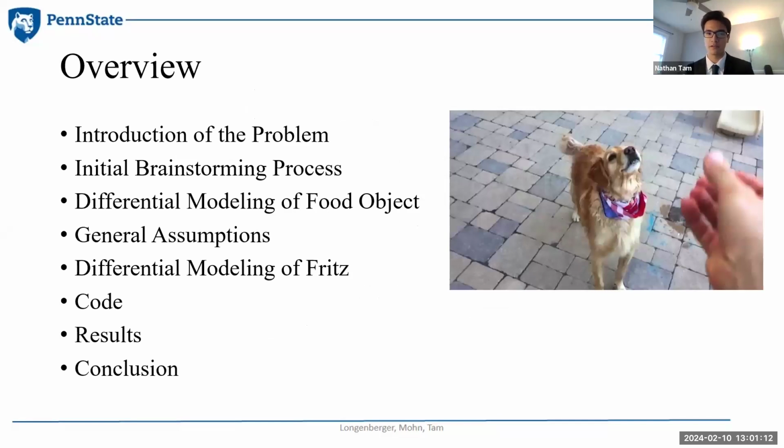So I'm just going to start with an overview. We're going to begin by introducing the problem in case you're not familiar with it. And then we're going to head into a discussion on our initial brainstorming process, which sent us into the differential modeling of the food object. And then we'll step into some general assumptions, how we decided to model Fritz, the dog. Then we'll show some code, our results, and then lastly, end with our conclusions.